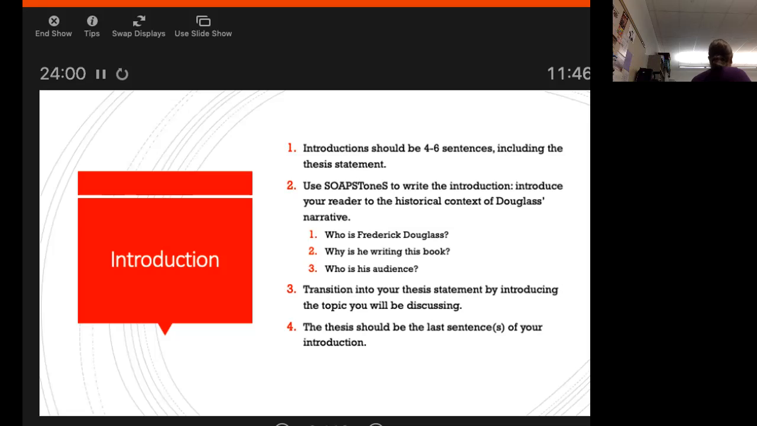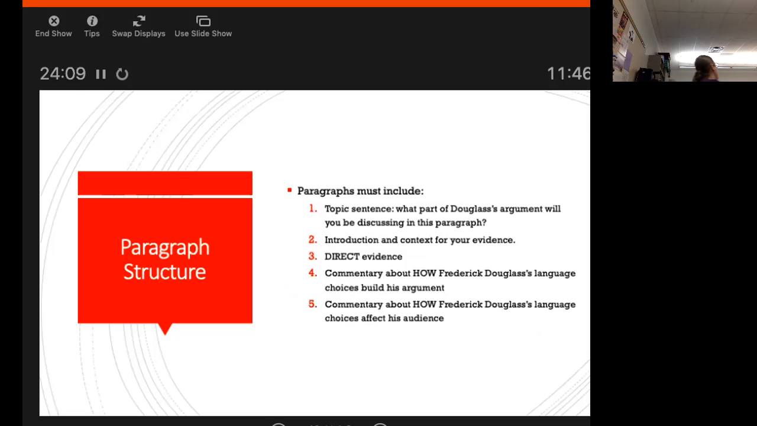Okay, raise your hand if you've got a good start for an intro there. Okay, good job, good working. Okay, let's talk about paragraph structure. All paragraphs, and we've talked about paragraph structure sort of generally, and the rules apply here as well. All paragraphs need a topic sentence. This is the part of Douglass's argument that you will be discussing in this paragraph.